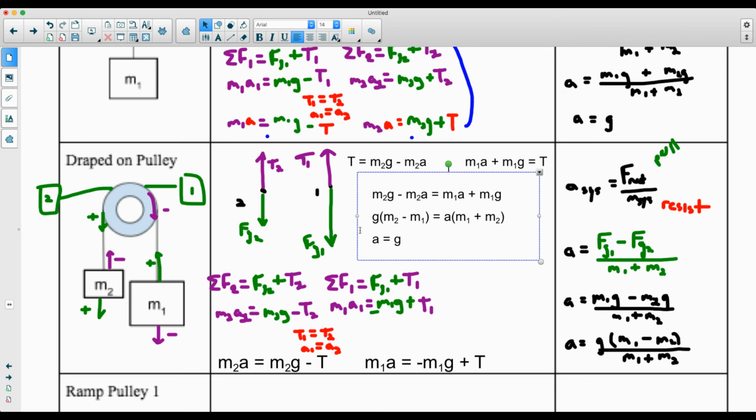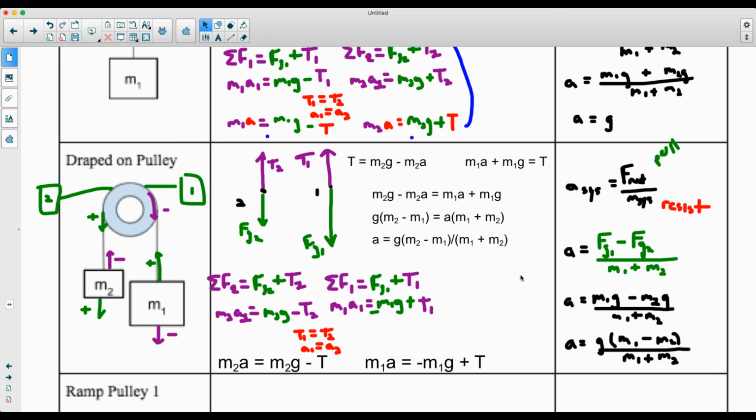G, this, divided by... Now, obviously you can look at one thing here and say, wait a minute. Ours said M1 minus M2 and yours says M2 minus M1. It's not going to matter here because of the direction we defined as positive.